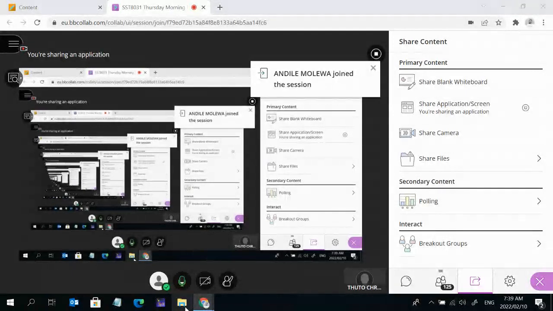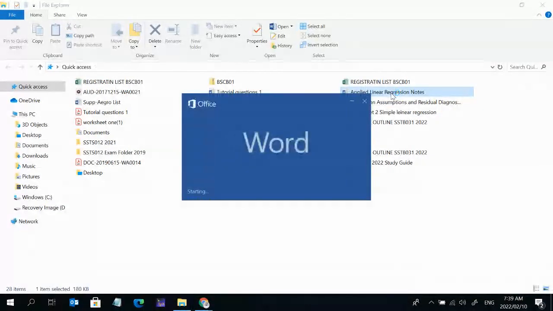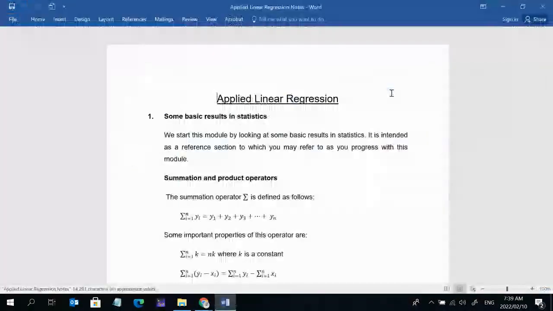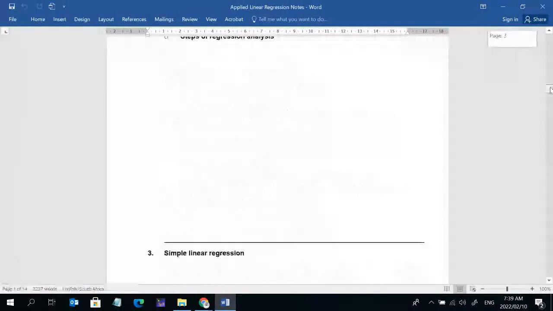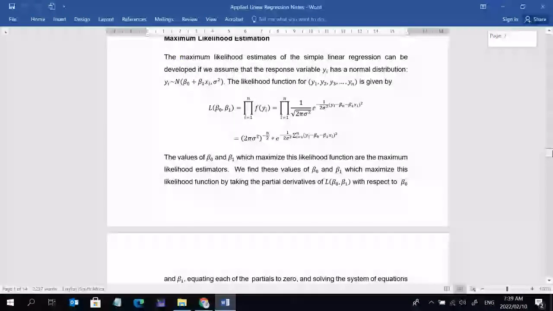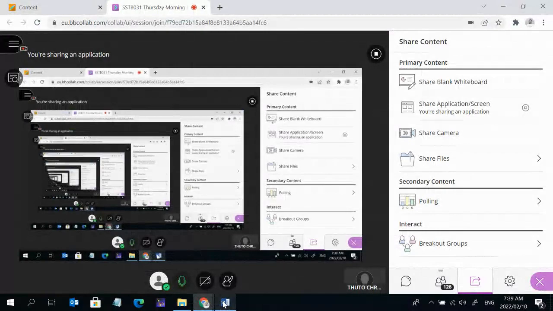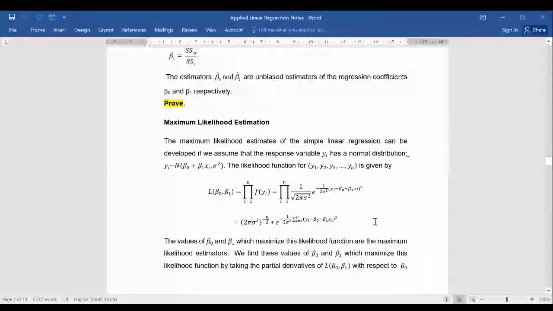So today we are going to discuss the maximum likelihood. We're going to estimate the parameters using the MLE. So we have the maximum likelihood estimation.